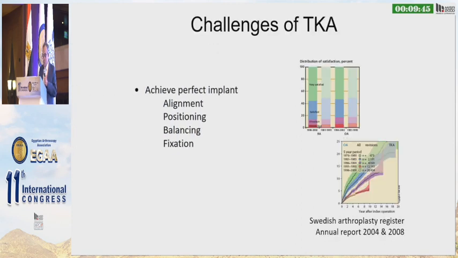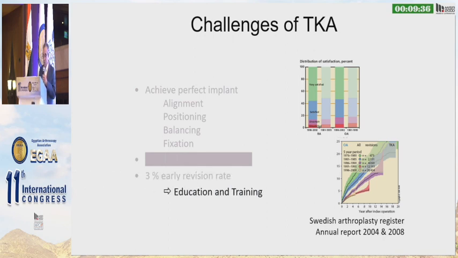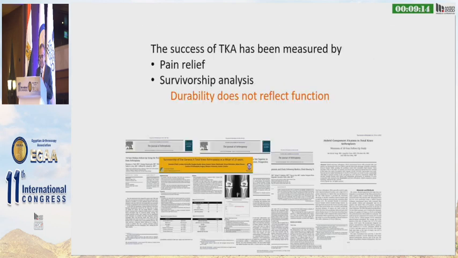The challenge of total knee replacement is to achieve the perfect implant, and we know that only 80% of patients are satisfied, and we have exhausted our studies to know why they are not satisfied. We know the basic principles of primary total knee replacement, as told by John Insall himself, and one of them is implant selection. And we can see here he's holding a posterior stabilized total knee replacement in his hand.